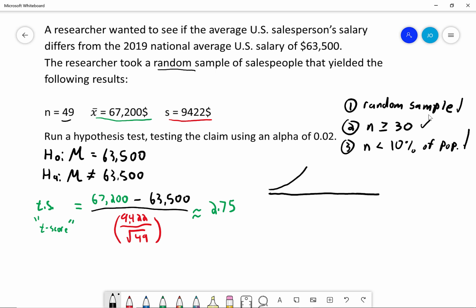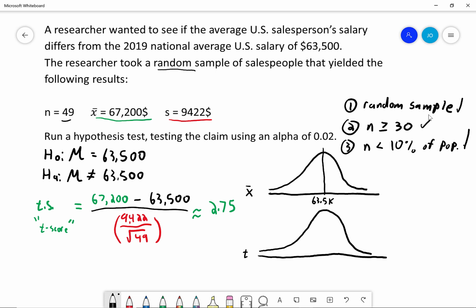So we have one distribution we can think of in terms of our sample mean world, and we have another distribution in terms of our t-score world. The center of our original distribution is $63.5 thousand, and our sample mean was $67.2 thousand. And we turn this into a t-score or a test statistic of 2.75.